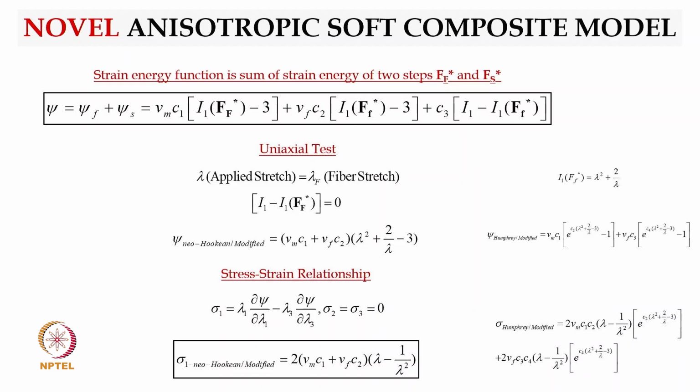Lambda is known from the experiments. Sigma is known from the experiments. What is nu m and nu f? nu m plus nu f is equal to 1. So if you know one, you can get the other. These are some predefined numbers.